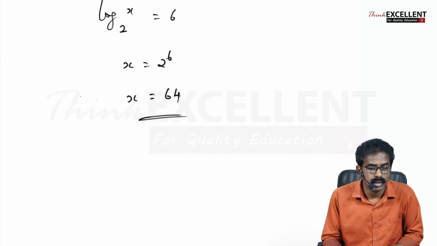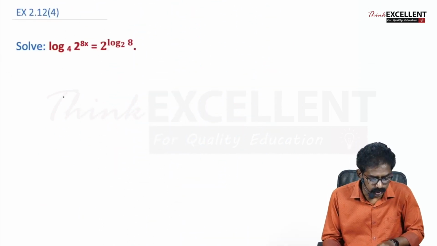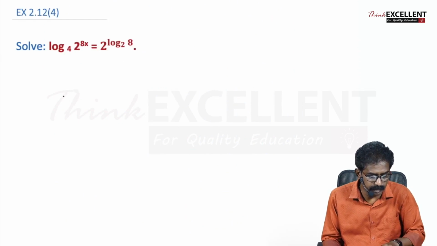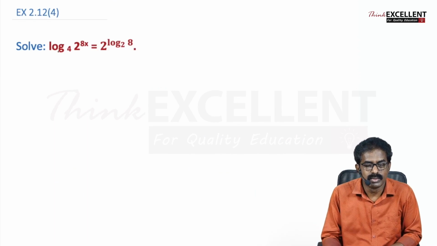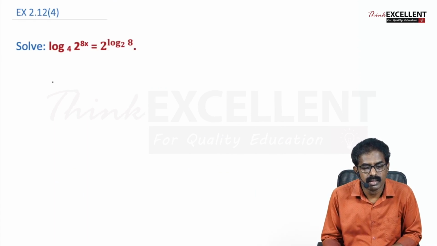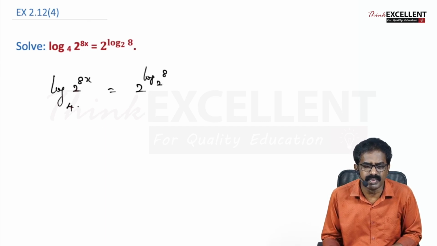Okay, now see the fourth question. Listen, sum number 4. Solve again to find the x value. So log 2 raised to 8x to the base 4 equal to 2 log 8 to the base 2. What I am going to do is, left side let it be, we cannot simplify that. Right side you can simplify.